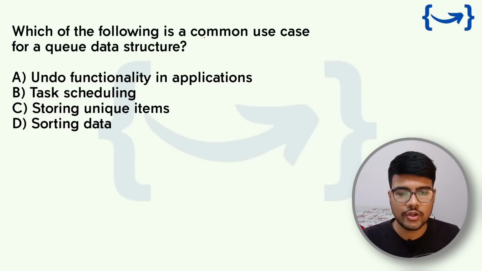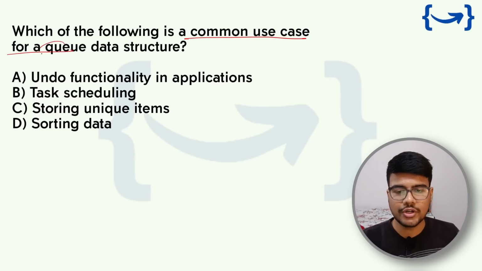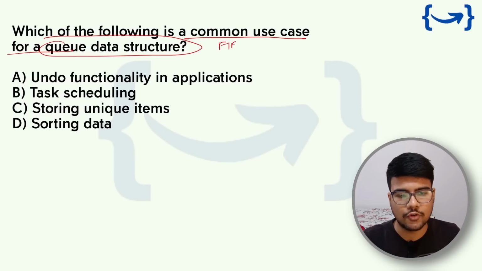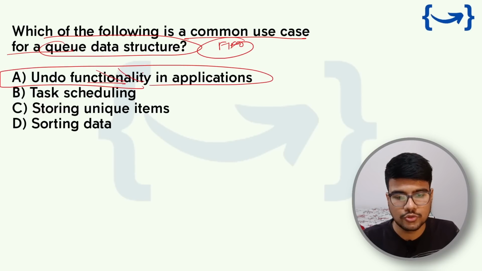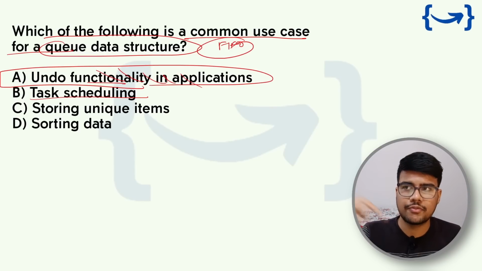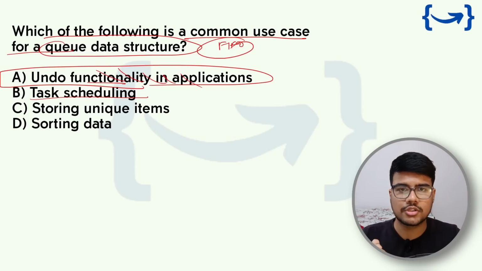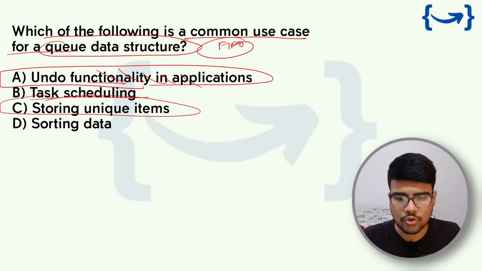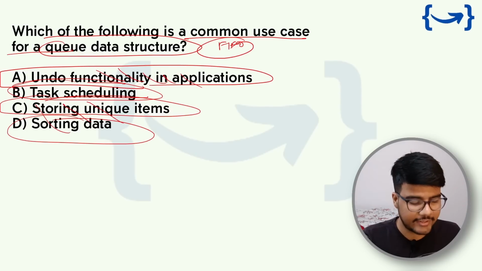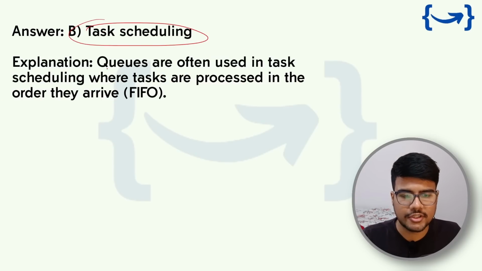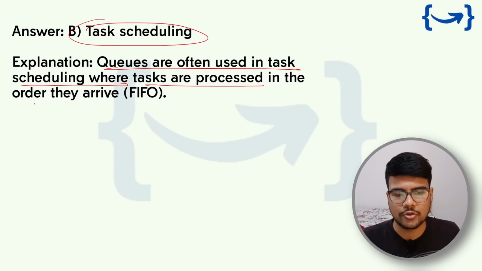Which of the following is a common use case for a queue data structure? Now, we know that a queue is FIFO, which is first in first out. Undo functionality in an application? No, it does not use a queue. Task scheduling, it makes sense, because in an OS, whatever comes first gets the system or the resources first. Storing unique items, no. Sorting data, no. So these are not the correct options. Task scheduling is the right option.